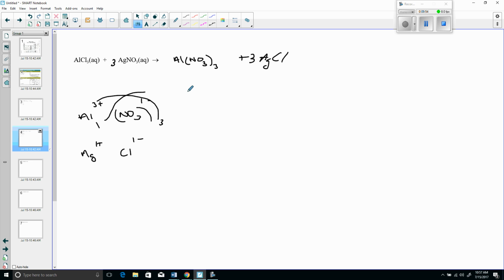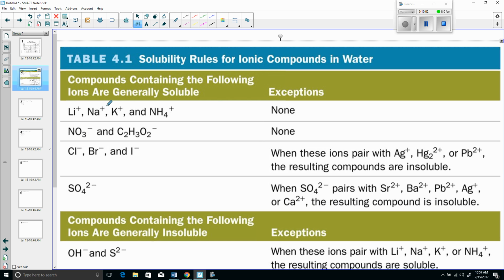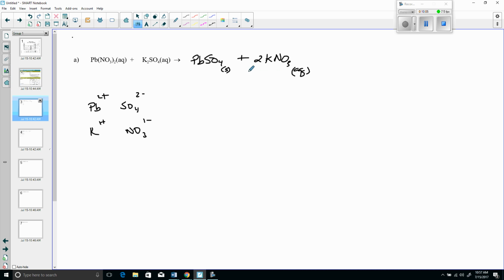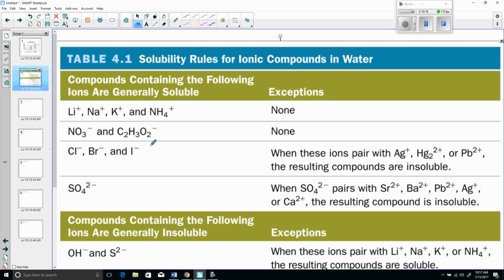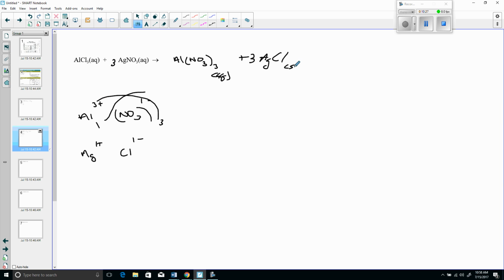That's done. But now we have to make sure we know the physical states. We see that we have a nitrate, no exceptions, so that is going to be aqueous. And then we need to look up this chloride. The chloride falls under this category, chloride, bromide, iodide, and when paired with silver, mercury, or lead, we have it paired with silver. So we know that it is a solid because silver is one of the exceptions. And that is all there is to that.